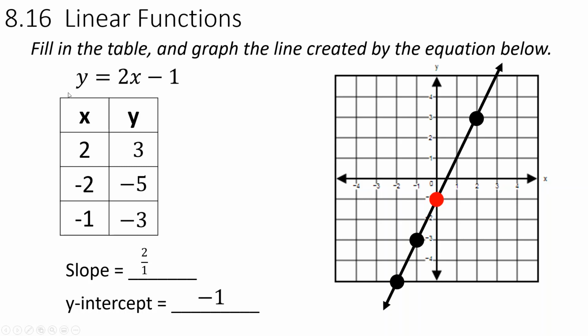Now check this out. Hopefully some of you already saw this in 7th grade. If you notice, your 2 is the same thing as your slope. Your coefficient will be the slope. Your constant will be your y-intercept. Works every time. The coefficient tells you the steepness of the line. The constant tells you the y-intercept. And we'll do some full lessons on that as well. Moving on.